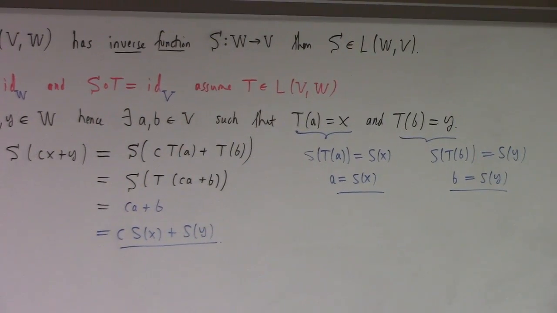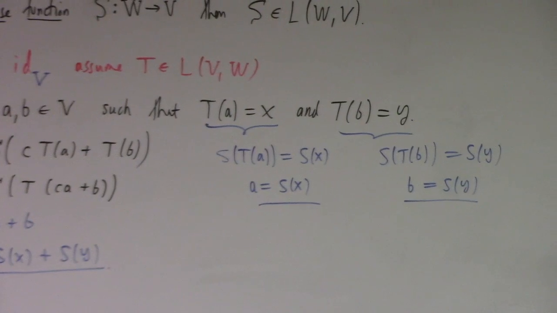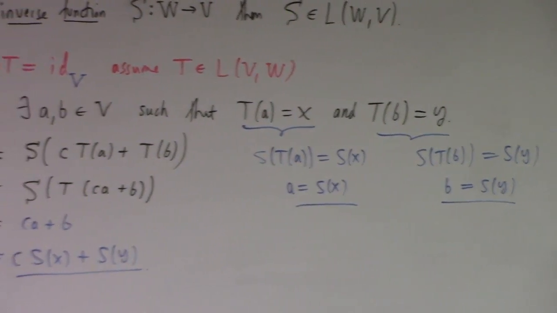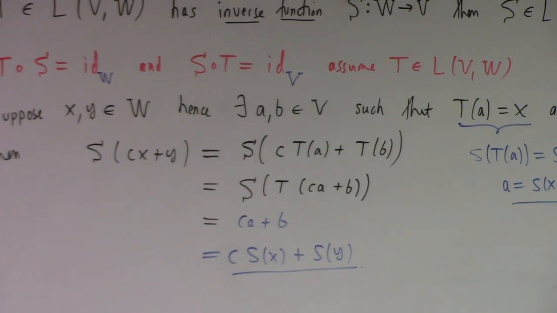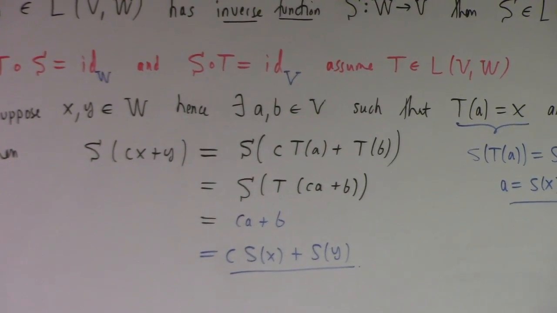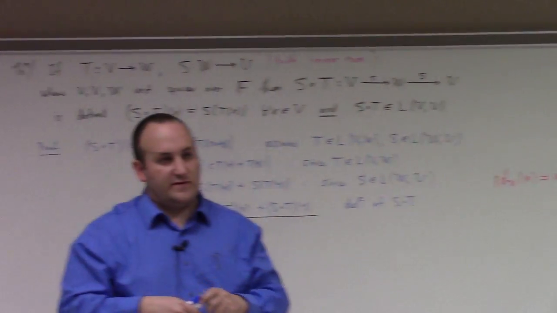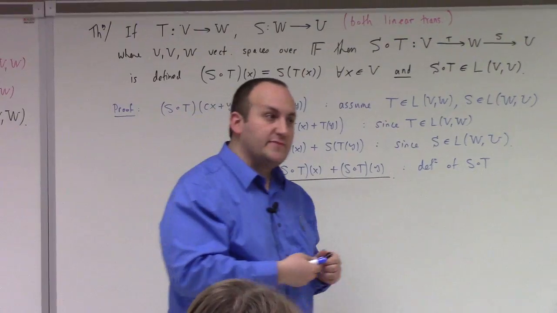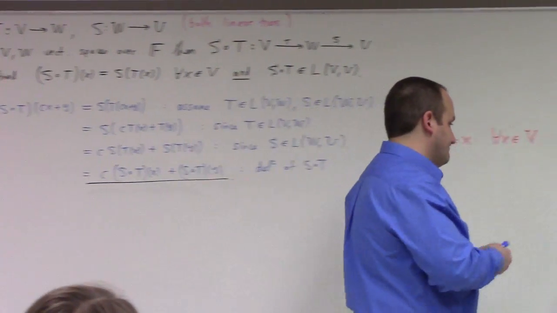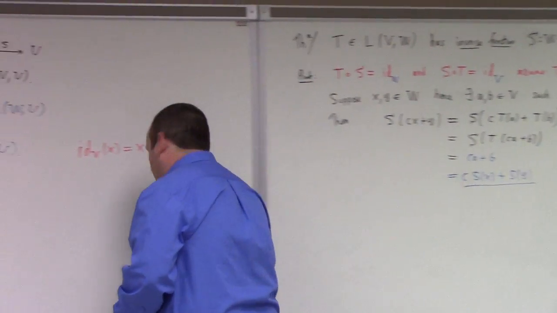Now we've shown that S is linear. This is pretty nice. What this means is if you have a bijection, a function which is one-to-one and onto, so that means it's invertible, and you know that the function is linear, it's automatically true that the inverse function is linear. So you don't have to check linearity of the inverse. It comes for free by this theorem. Pretty nice result.